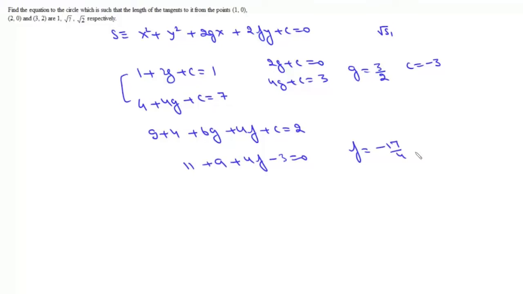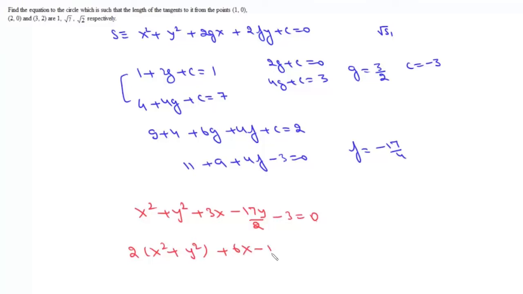Now once we have the value of g, f and c, we can write the equation of this circle. So the equation of this circle will be x square plus y square plus 2gx, and 2gx is simply 3x, plus 2fy, and that'll be minus 17y by 2, and plus c, which is minus 3, equals 0. Or we can simply write this as 2x square plus y square plus 6x minus 17y minus 6 equals 0.